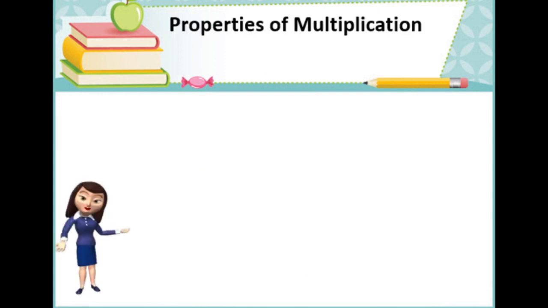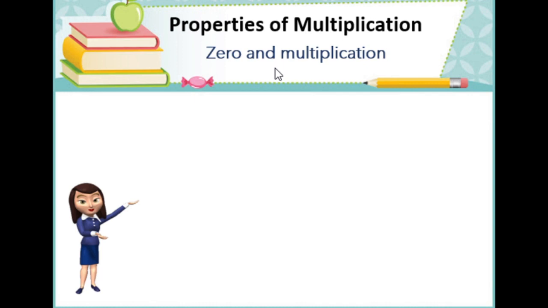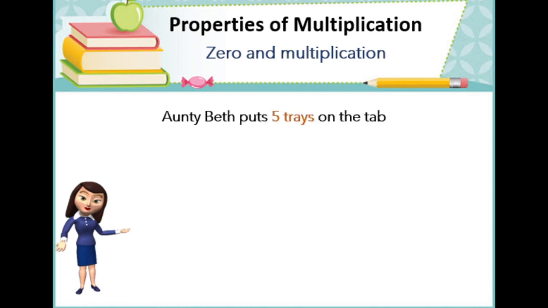Okay. Next, let's move on to another property of multiplication. This property is most likely common. It's common that we encounter them every day, and this is about zero and multiplication. Okay, what about zero and multiplication? For instance, we have this word problem.